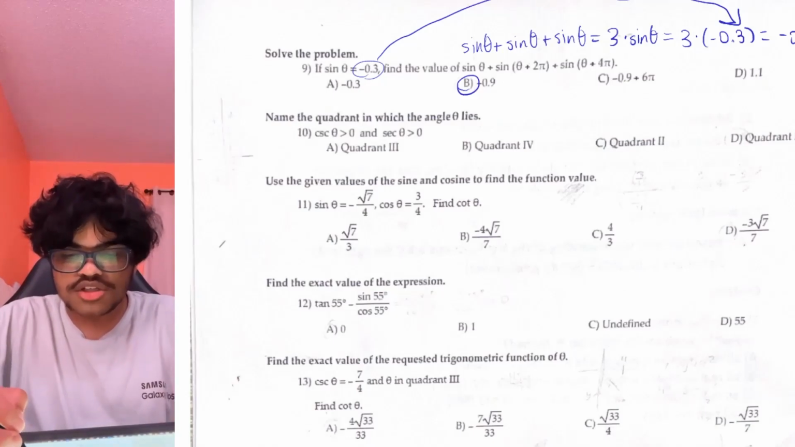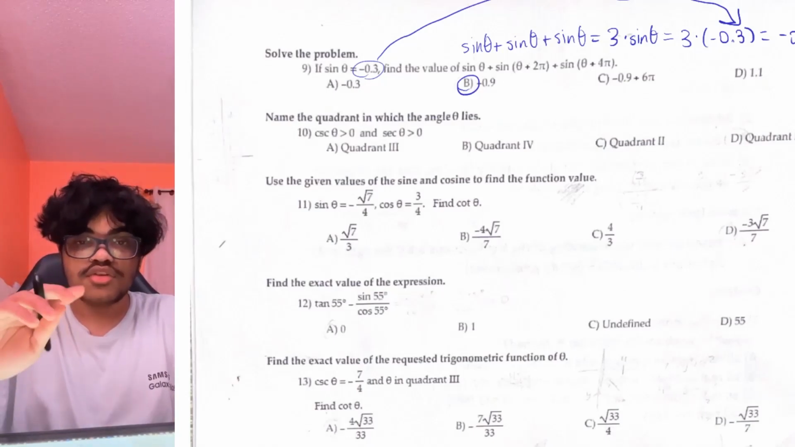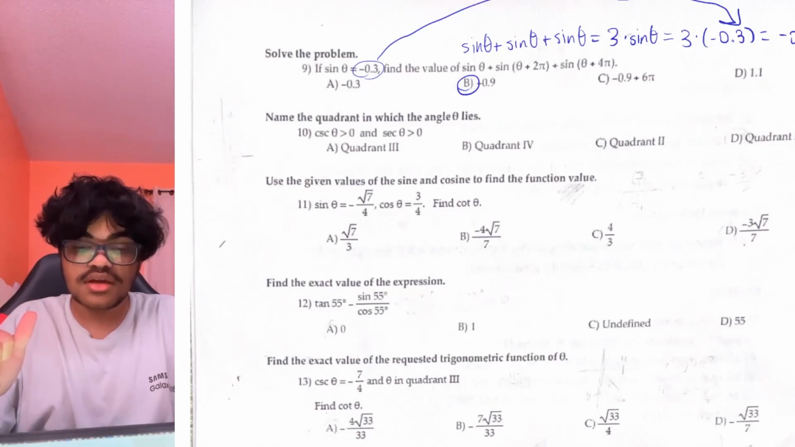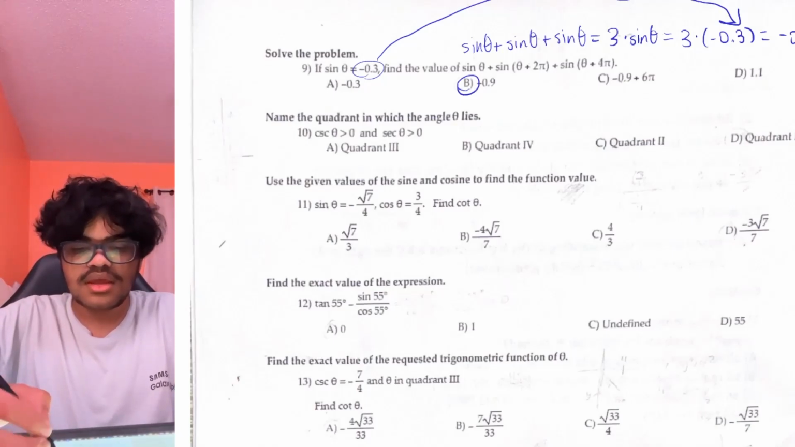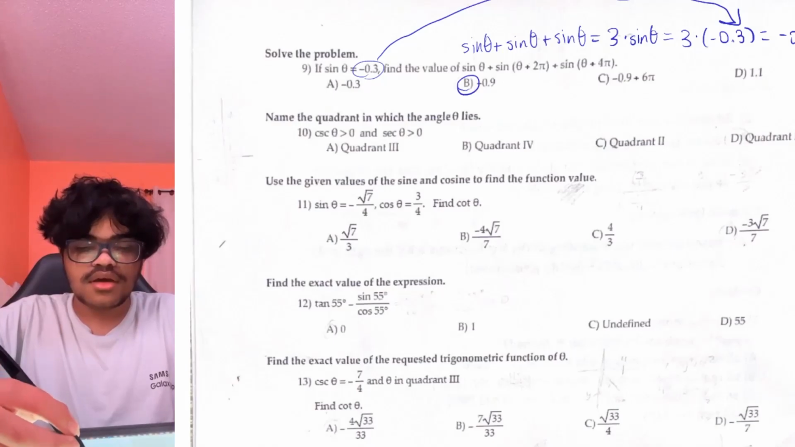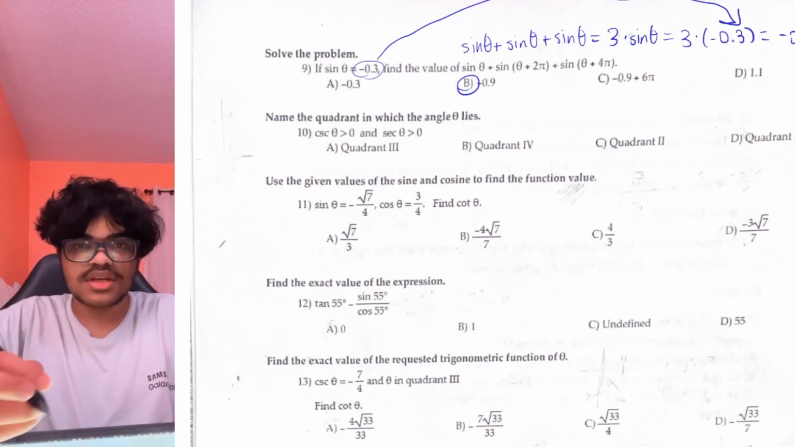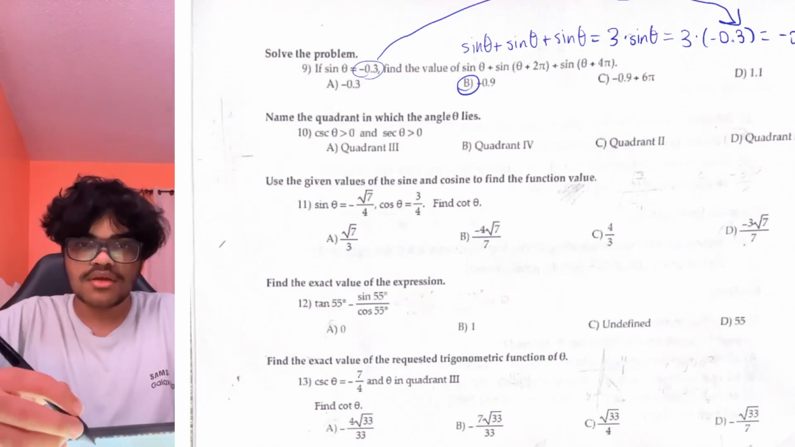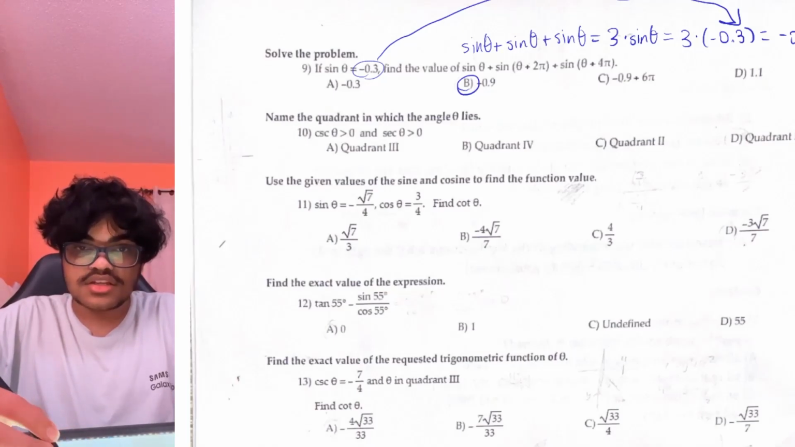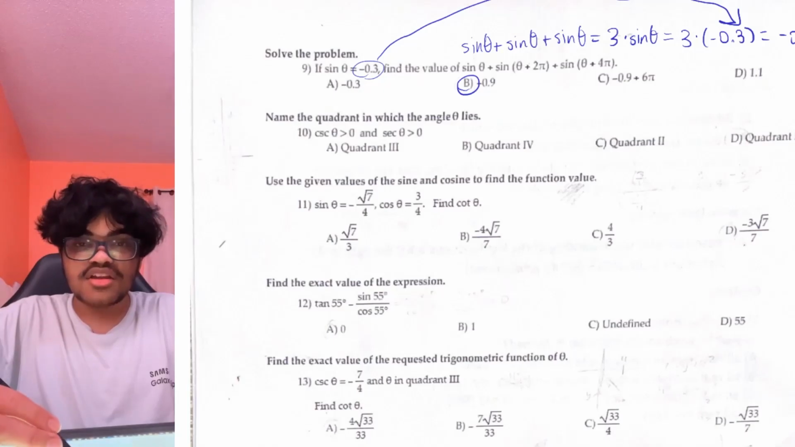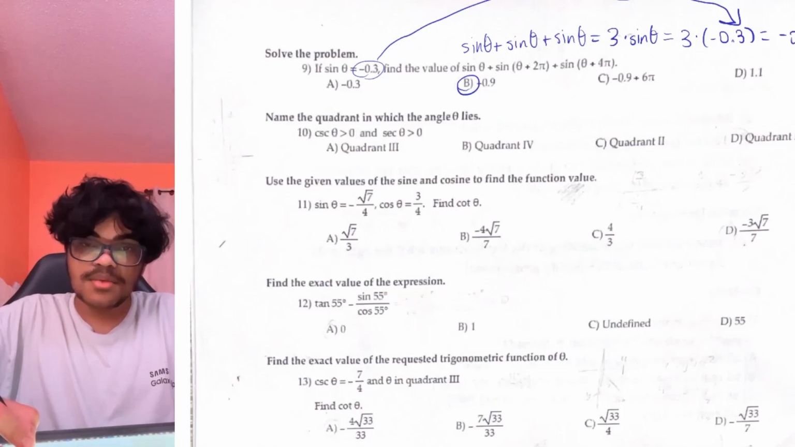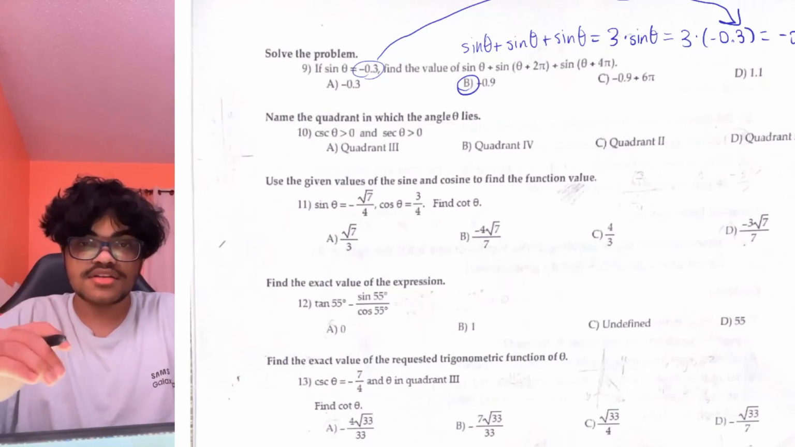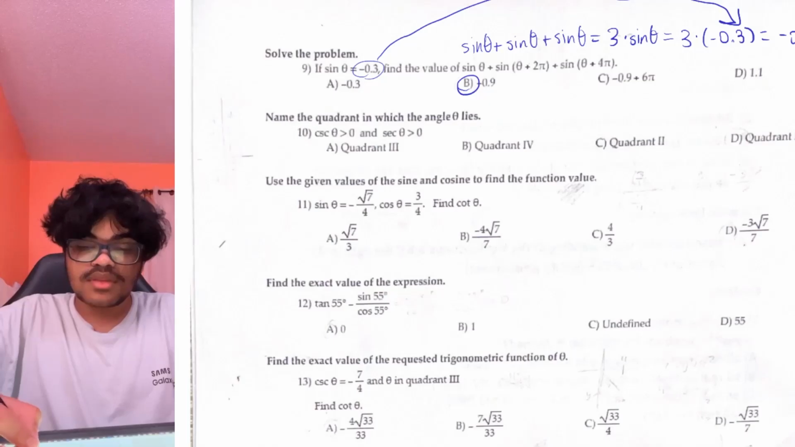Now, we have to find the quadrant that the angle theta lies in. Now, we're given two conditions. Cosecant theta is greater than 0, and secant theta is greater than 0. So that means that they're both positive. Now, let's convert this to sine and cosine so that it's a bit easier when we look at the unit circle. So cosecant is just 1 over sine. But if 1 over sine is positive, that means sine is positive. Because 1 over a positive number will give you a positive number. And same goes for cosine.